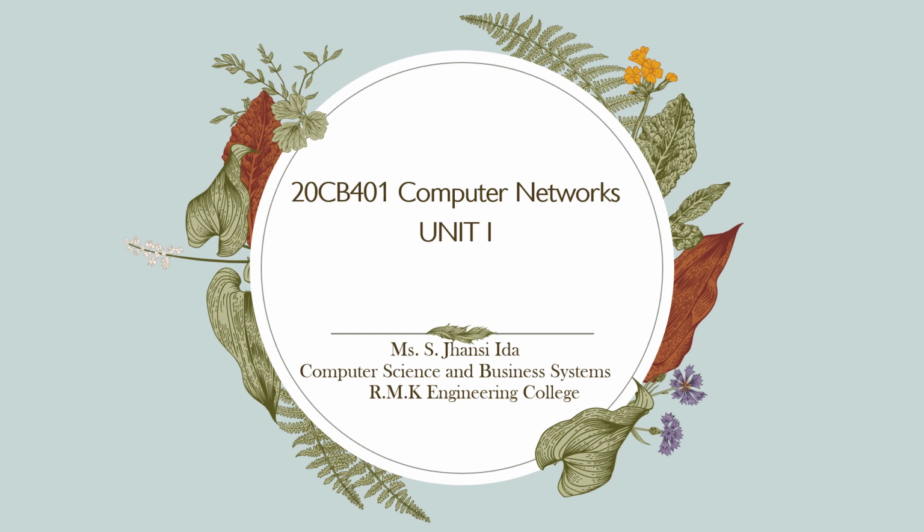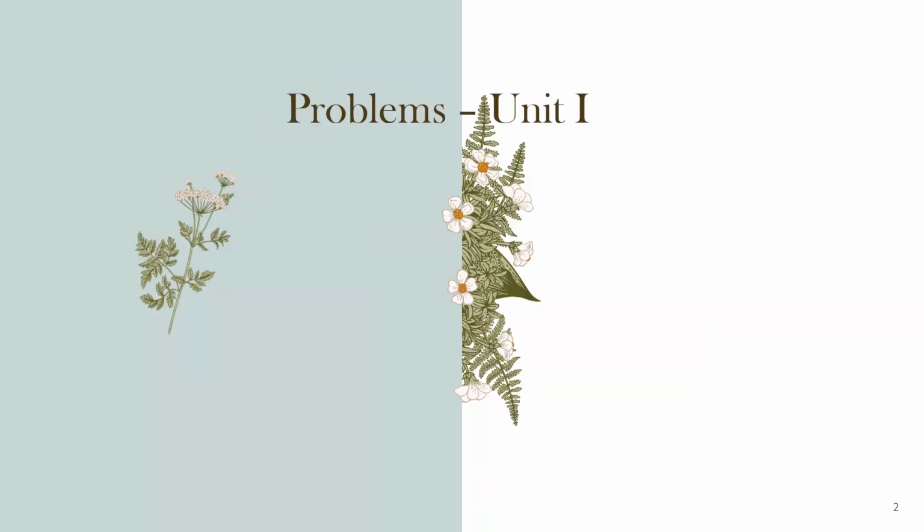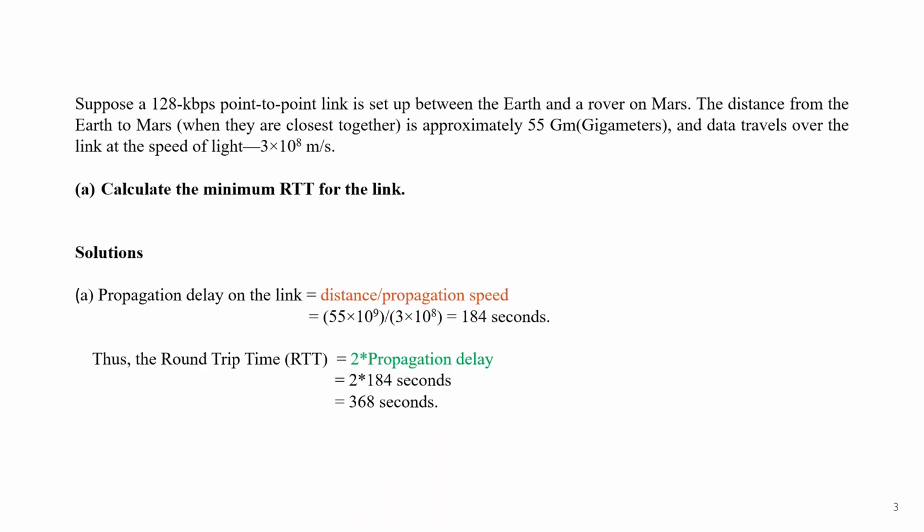Dear students, in this video lecture, we are going to discuss one more problem from Unit 1. So this is the question. I'll read out the question first. Suppose a 128 kbps point-to-point link is set up between the Earth and a rover on Mars. The distance from the Earth to Mars when they are closest together is approximately 55 Gm.